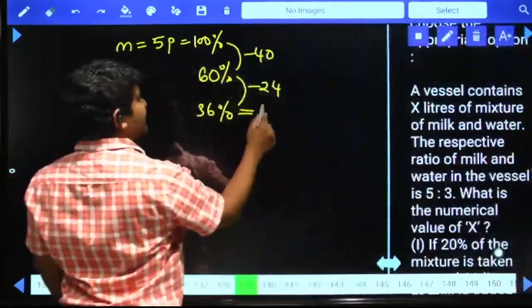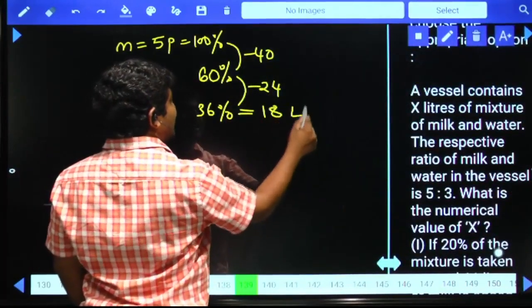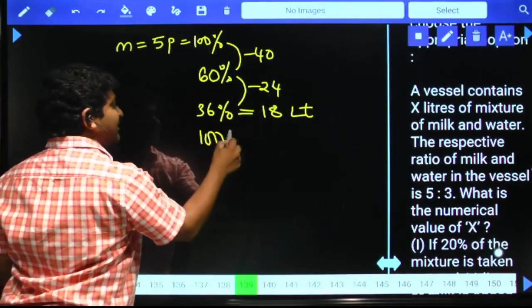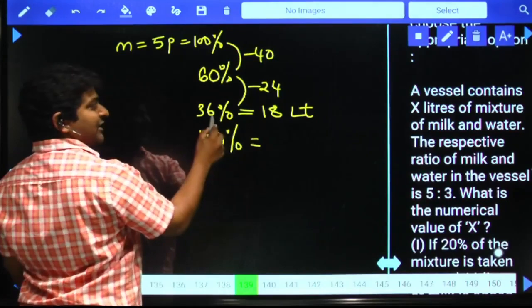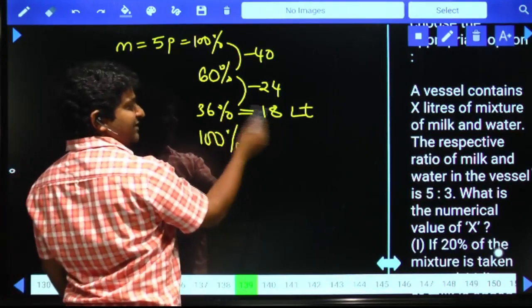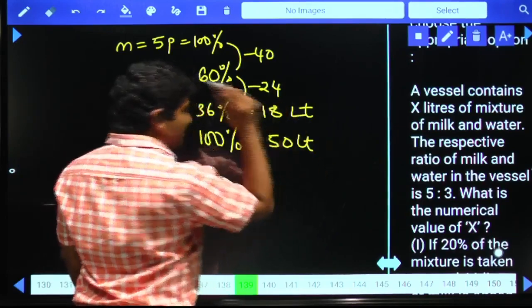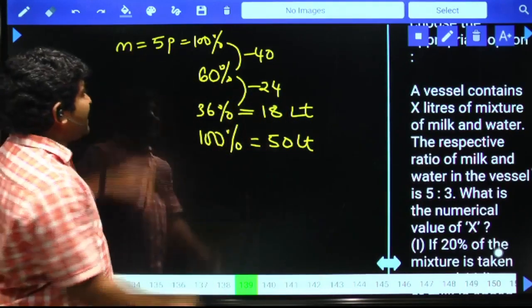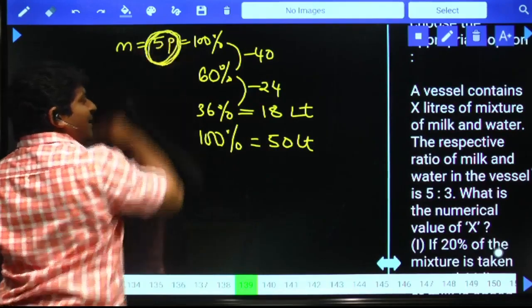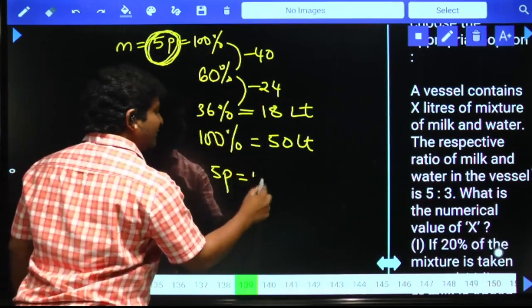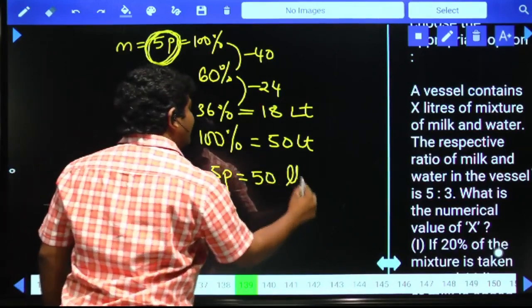If 36% is equal to 18 liters, with initial milk treated as 100%, that is equal to how much? Half of 36 is 18, half of 100 is 50. So 50 liters we have. Milk is equal to 5 parts. If 5 parts is equal to 100%, which is equal to 50 liters, then 5 parts is equal to 50 liters.